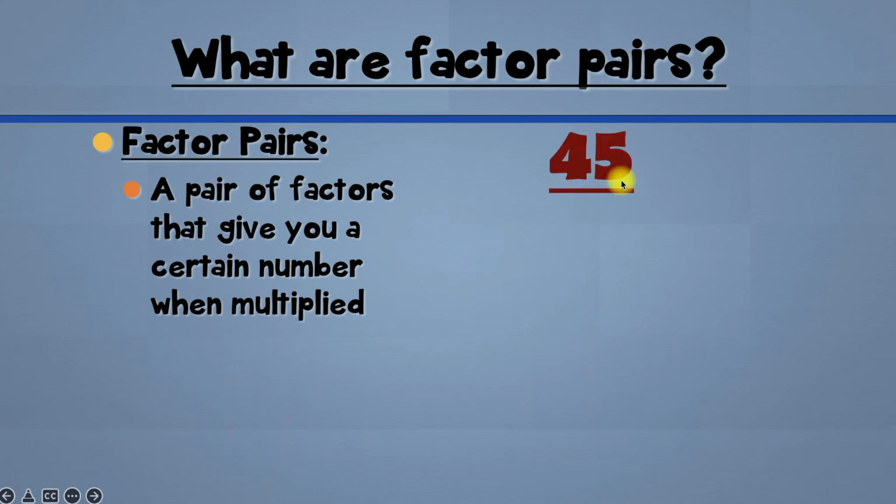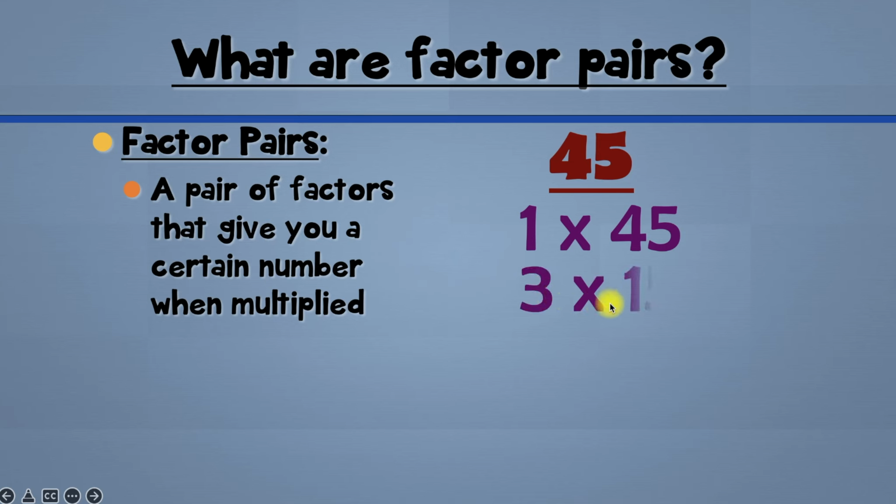So now let's find all the factors of 45 using factor pairs. And as always, we'll start with the number 1 in itself, and that'll be 1 times 45. The next number would be 2, but 2 can't go into 45. 3 can. Now that's a bit of a tough one. In case you don't know, it's 3 times 15.